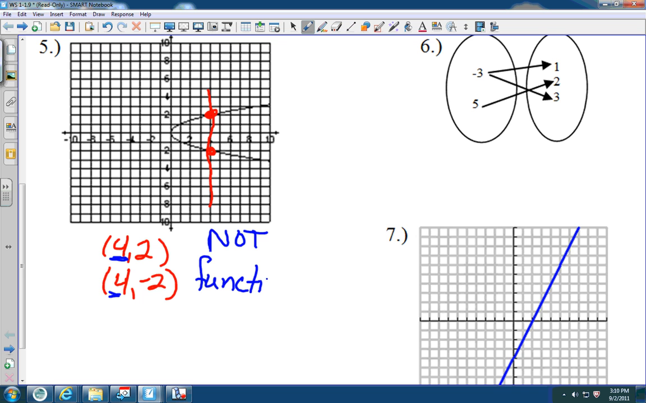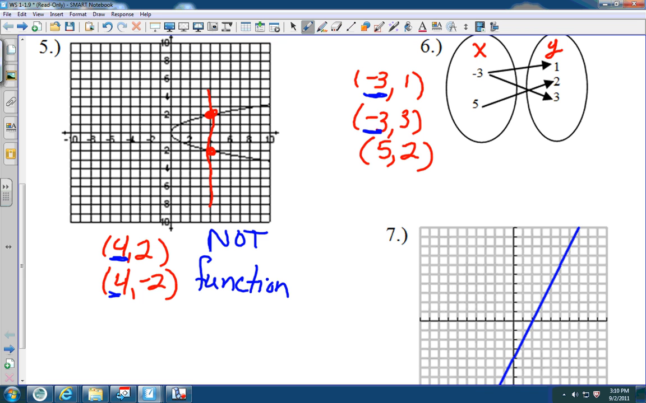Number 6, right here, this is called mapping. And remember I've said to make it and go -3, 1, -3, 3, and 5, 2. Okay, because look, -3, these are the x numbers, these are the y. And then you can write them out as an ordered pair. That's the easiest way for me. And I underline all my x's. Sure enough, my x's repeat, so this is not a function. Number 7, if I draw a vertical line, it touches in one spot. So this is a function.